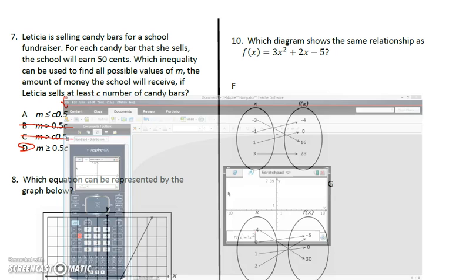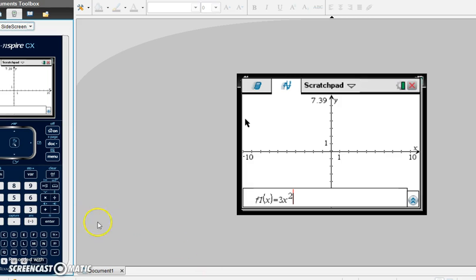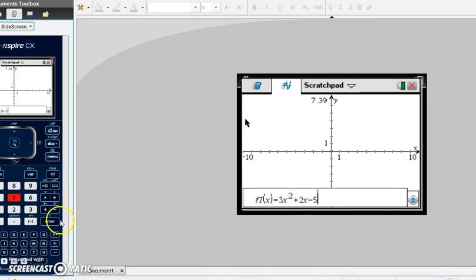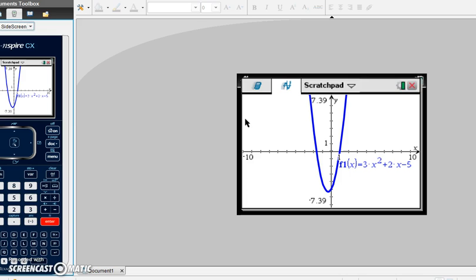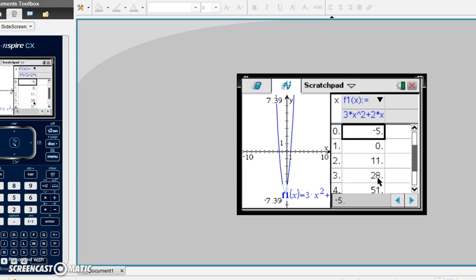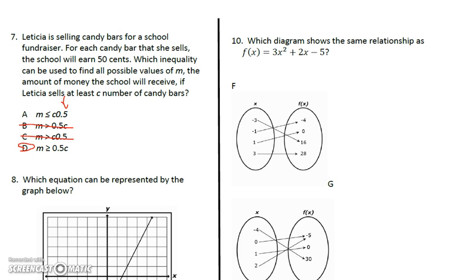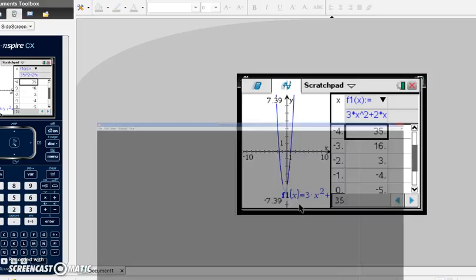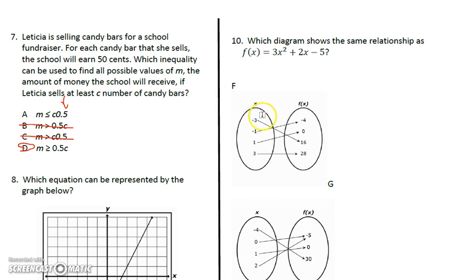So of course, I'm at home right now. It's 3x squared plus 2x and minus 5. And what I'm going to do, I graph it. I know it's a quadratic function because of the exponent. And then you are going to match these values. So when I'm matching the values, negative 3 goes to 16. So I check here. Negative 3 goes to 16. And you check all the values. And for this problem, my answer, I believe, is F.